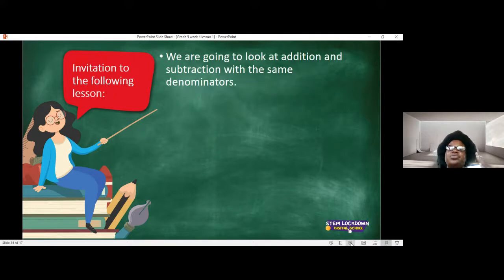And then tomorrow, we are going to look at addition and subtraction of fractions with the same denominators.